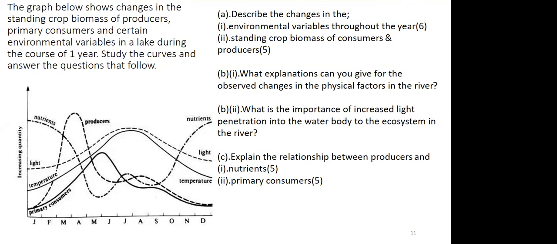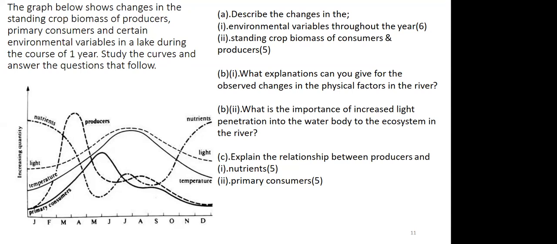Yes, teacher. Just to add on to what the previous person has said, I'm also thinking that in January we see the light is almost constant, because the producers in January are also increasing very gradually. That means producers are usually the plants, so they are not so much blocking the light penetration into the lake. So that's why the light is almost constant.